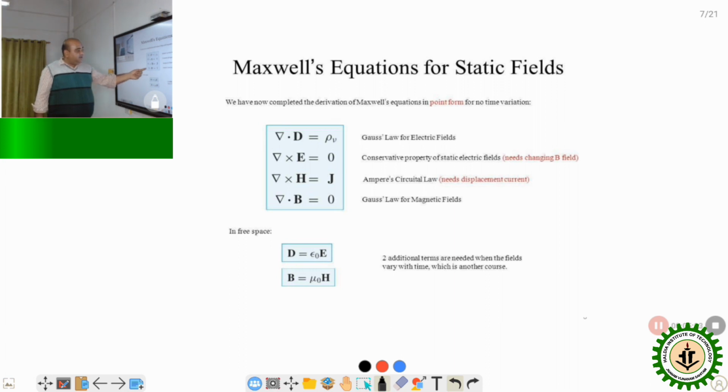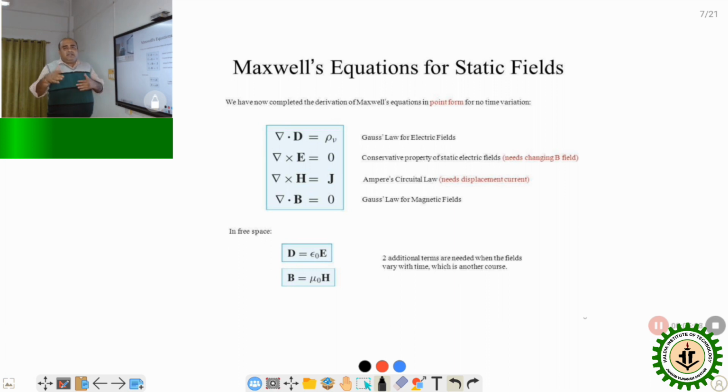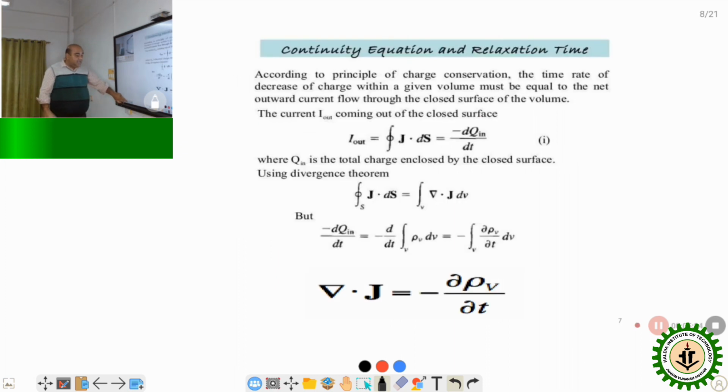And one is del dot B equal to 0. That means we cannot have separate magnetic north and south poles, so the non-existence of magnetic monopoles is denoted by del dot B equal to 0. These four Maxwell's equations are for the static fields. Now here comes the concept of EM waves. What about the time varying fields then?